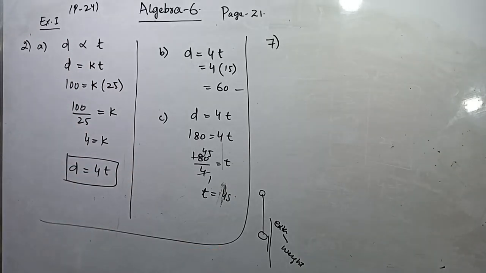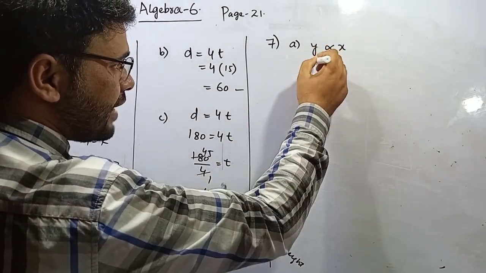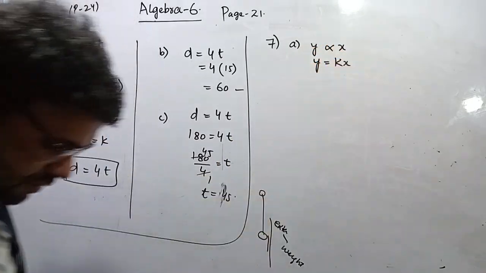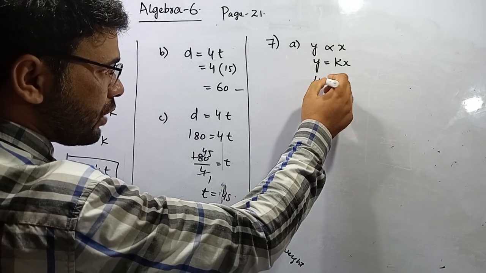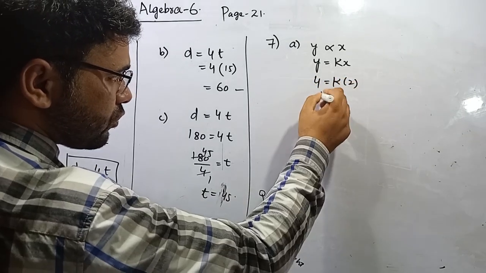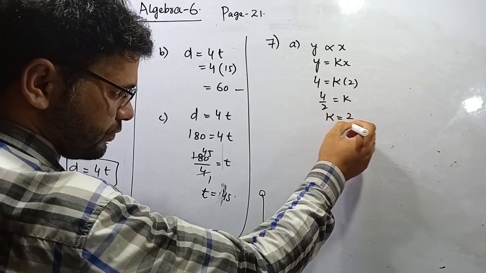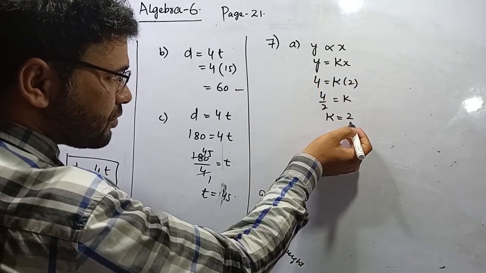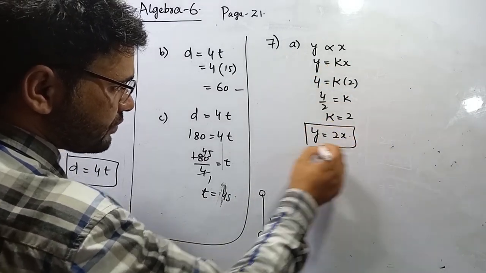So I can write here for the seventh one, first part is find the formula. I can write here y is directly proportional to x. That is y equals to kx. What is the value of k? Y, that's 4, and value of x is 2. So 4 by 2, doing transposition, I will get the value of k is equal to 2. Now I will substitute the value here. That's y is equal to 2x. Now this is the formula.